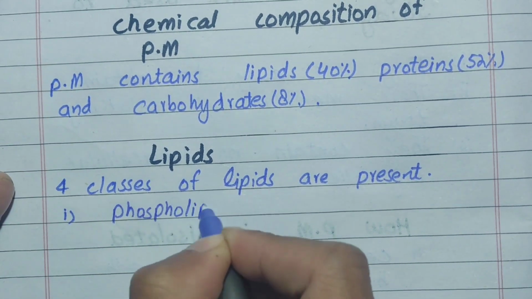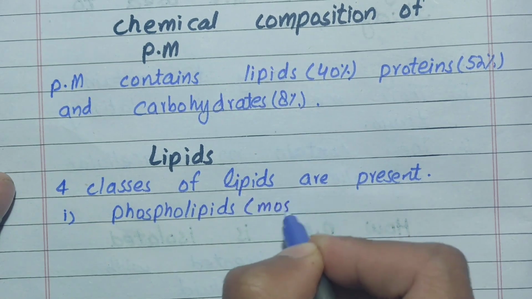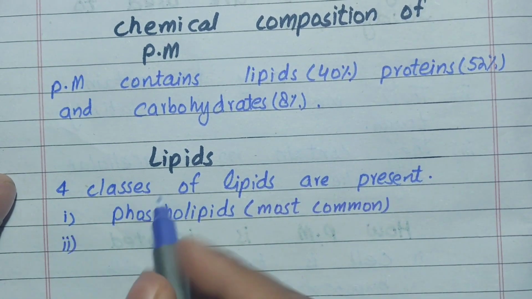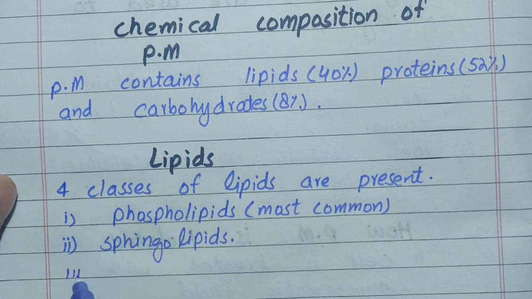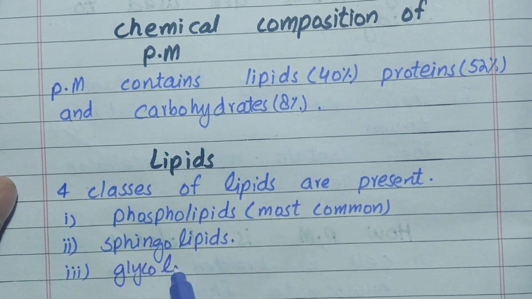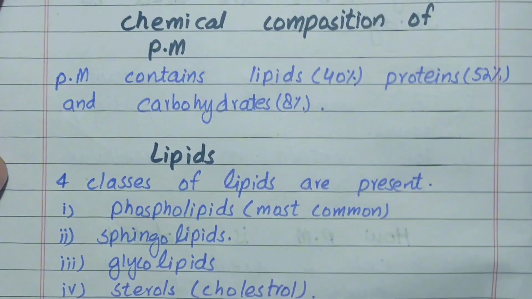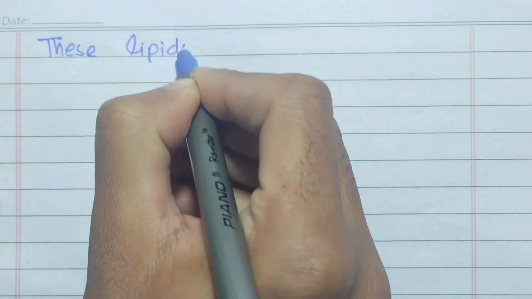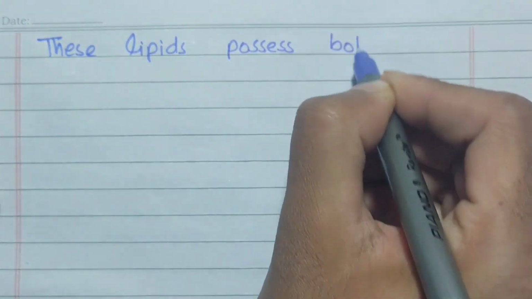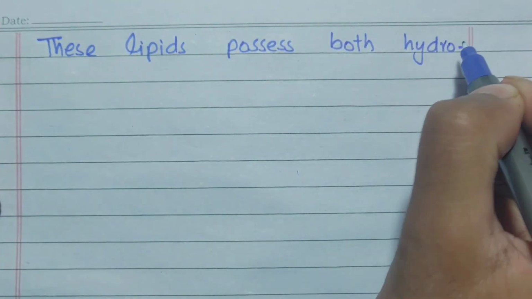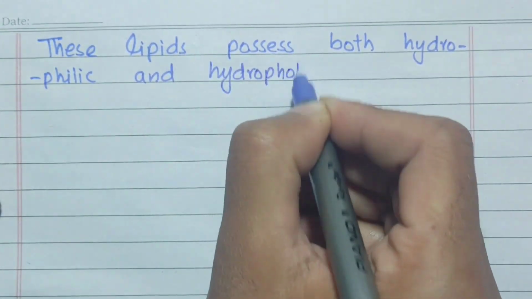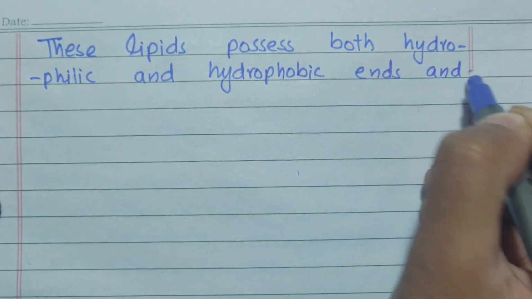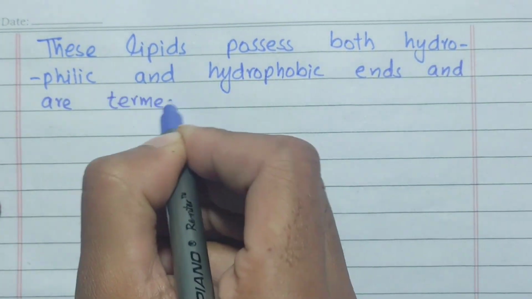Phospholipids. These are the most common lipids in plasma membrane. Sphingolipids, glycolipids, and sterols such as cholesterol. These lipids possess both hydrophilic and hydrophobic ends. So these lipids are termed as amphipathic molecules.